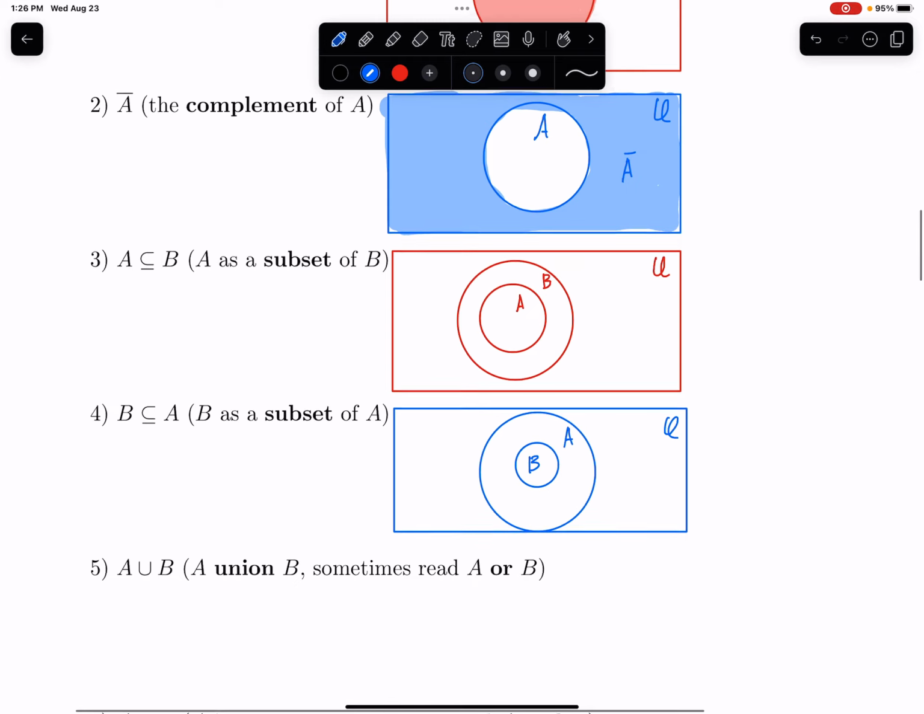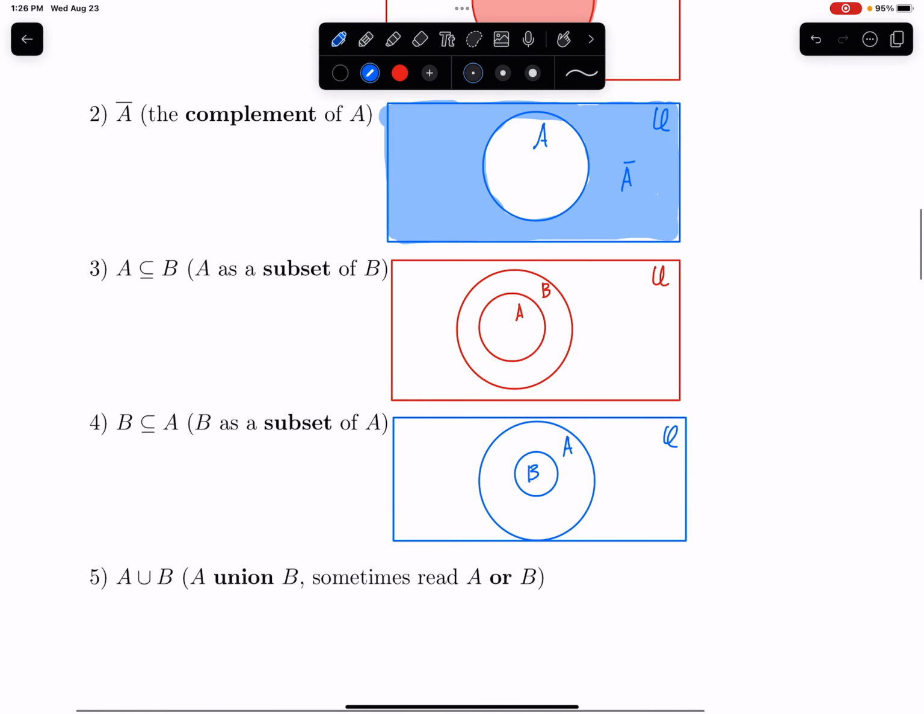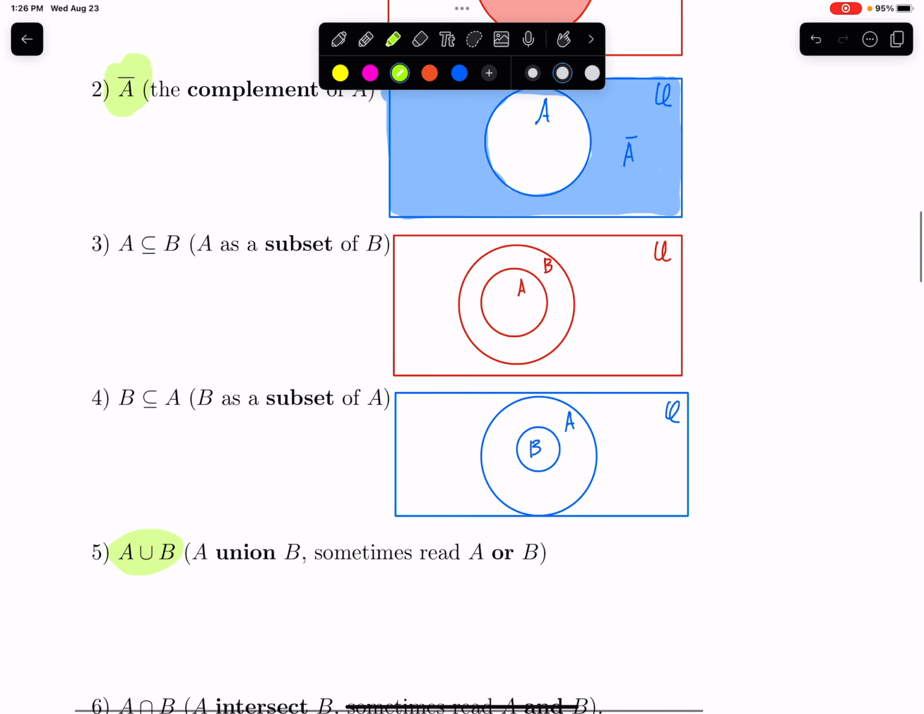Okay, number 5, the union. This is the second real operation that we're learning. The first operation was this guy over here, the complement. The second operation is the union. And we sometimes read it as A or B. So we say A union B. We can also say A or B. Let me draw you the picture for that.